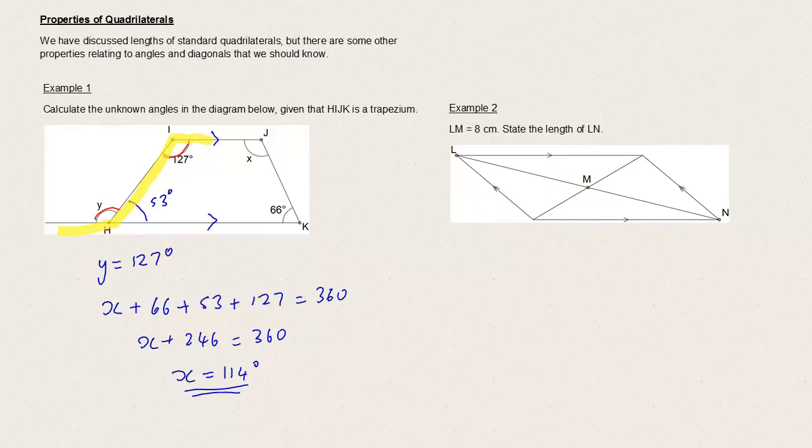Now we're told that LM, which is this length here, is 8 centimeters. We want the length of LN, which is all the way from here to here. But we can see that we have a parallelogram, and therefore we know that this is also 8 centimeters because the diagonals bisect, and therefore LN is 8 plus 8, which is 16 centimeters.